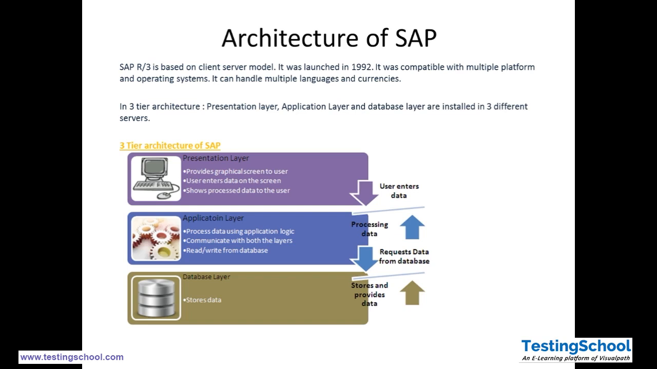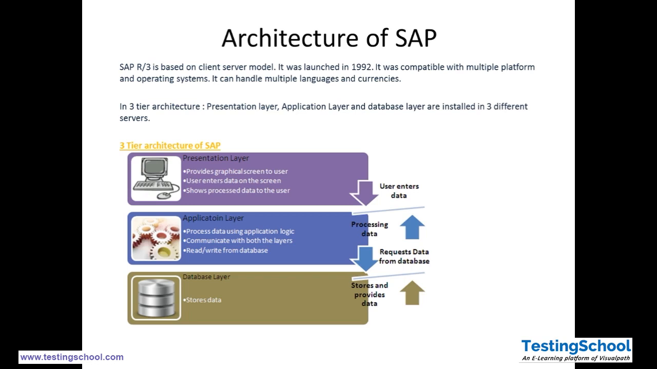Now in 1992 they came up with a three-tier architecture, where the presentation layer, that means the screen that the user will view, was different. The application layer can be kept on three different servers as well. Like the presentation layer will be on one server, the application layer on a different server, and the data layer on a different server. The presentation layer provides graphics screens and shows data on the screen, so it presents data to the user. These three layers are completely independent, they interact only on an event basis, but these three layers are completely different.